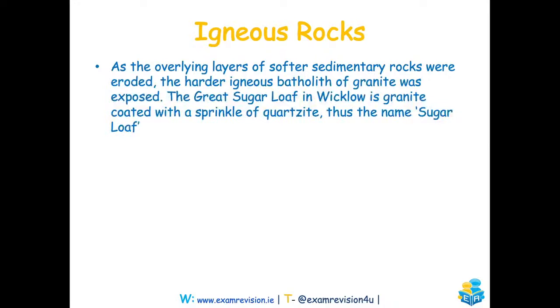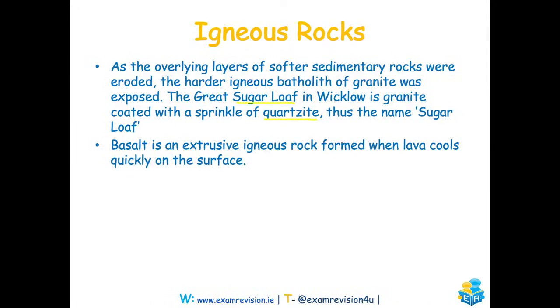Still on igneous rocks, as the overlying layers of softer sedimentary rocks were eroded, the harder igneous batholith of granite was exposed. The Sugarloaf in Wicklow is an example of where granite was exposed, and it is also coated with a sprinkle of quartzite, and that's how it gets its name of the Sugarloaf.